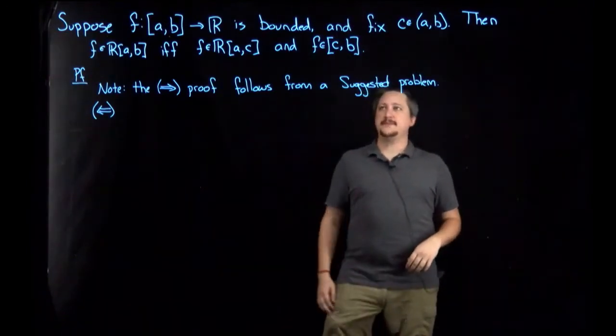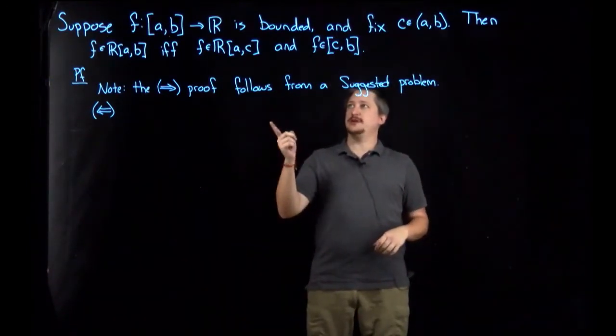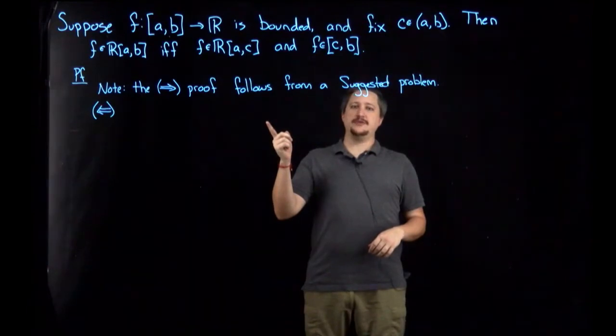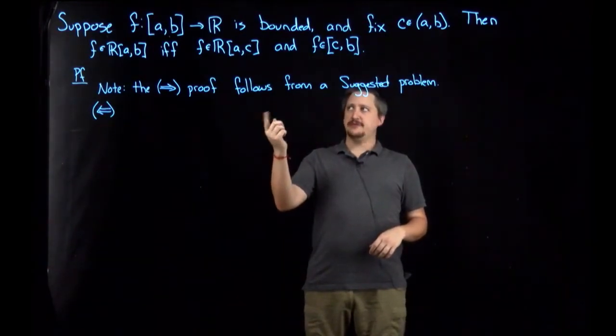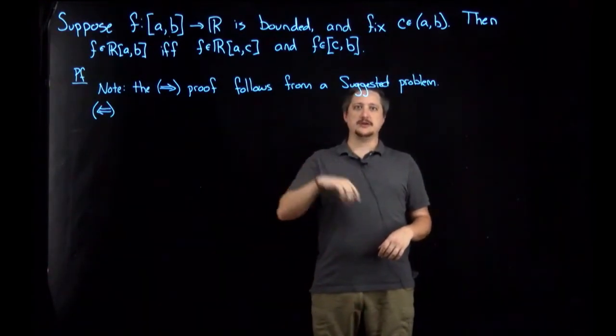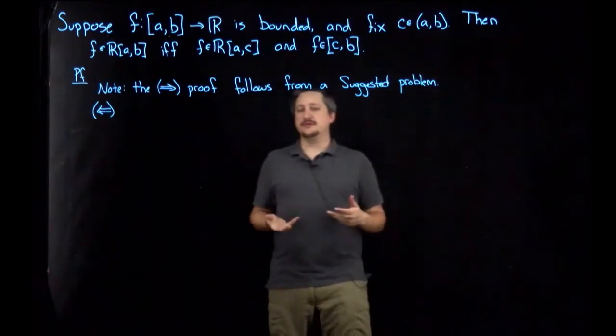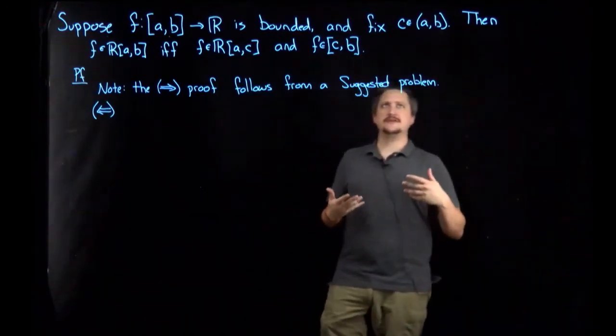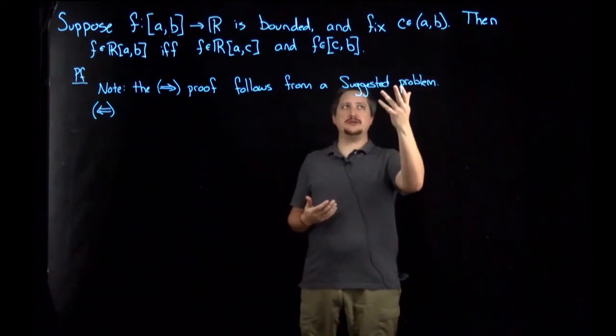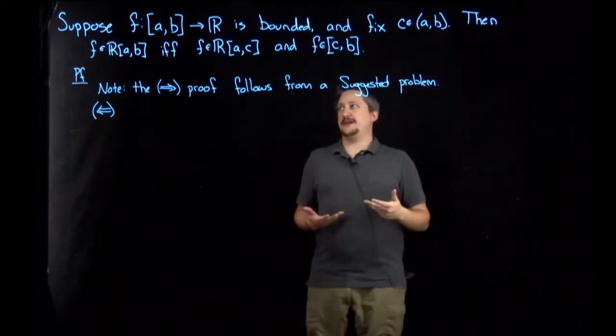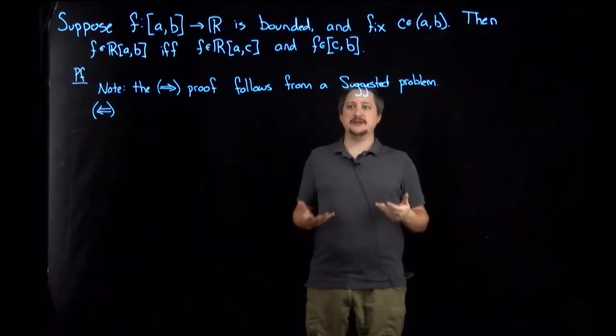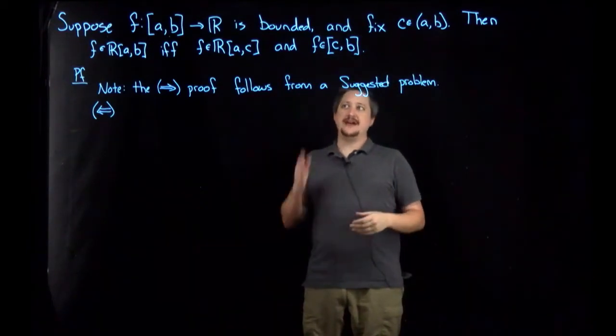Hello. So in this video we are going to be proving this theorem up here. So we're supposing f from some closed interval a b to R is a bounded function, and we're going to fix some c in between a and b, and we basically want to say that we can split the Riemann integral if it exists at c.